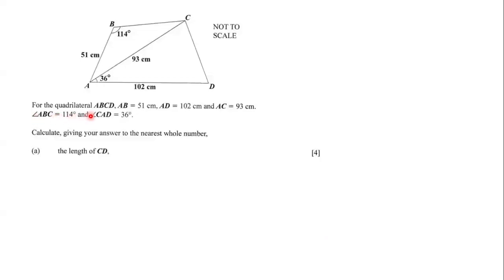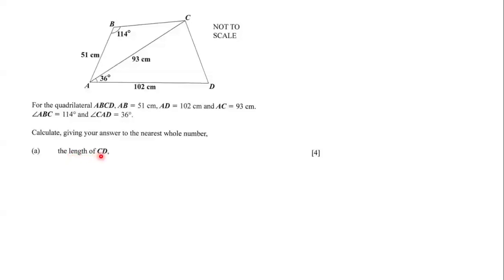For quadrilateral ABCD, AB is equal to 51 centimeters, AD is equal to 102 centimeters, and AC is equal to 93 centimeters. Angle ABC is equal to 114 degrees, and angle CAD is equal to 36 degrees. Calculate, giving your answer to the nearest whole number, the length of CD.